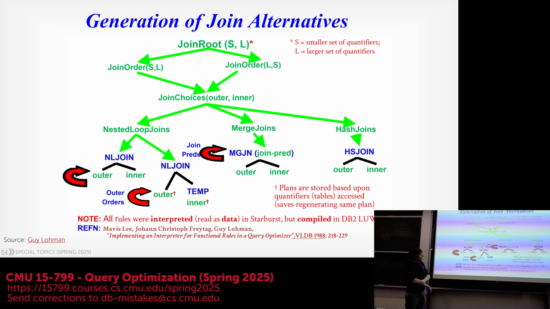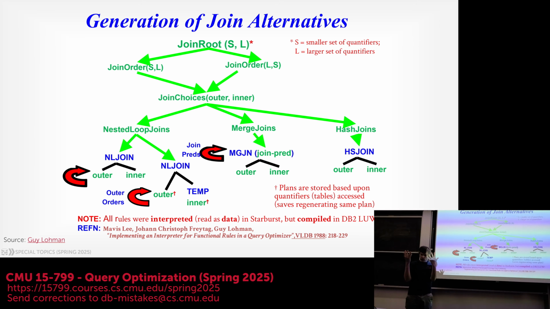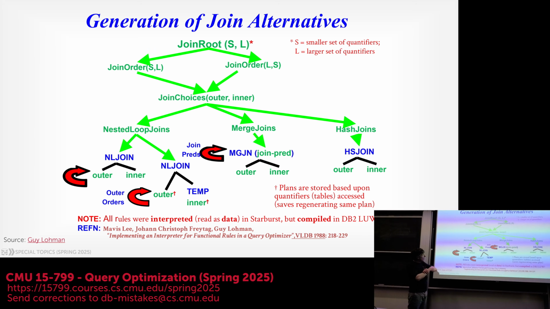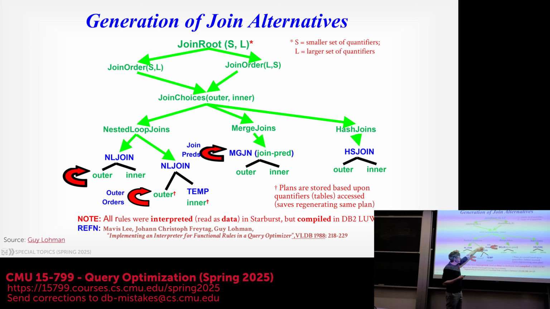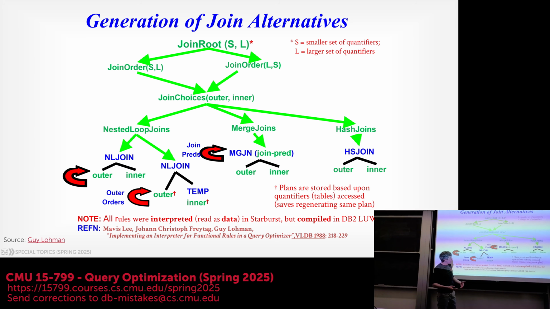They do the same thing for join order. I'm not going to go through all the animations here, but again, at the very top, you say I'm going to join two relations, table S and table L, based on some quantifiers, and then I can apply rules that can switch the join order. I can then have different choices of how I'm going to do the join. Then it gets exploded by applying the rules to rewrite this join choices star into a nested loop join, merge join, or a hash join. And each of those then gets rules recursively applied on them to convert down to how you're actually going to physically execute the query plan.